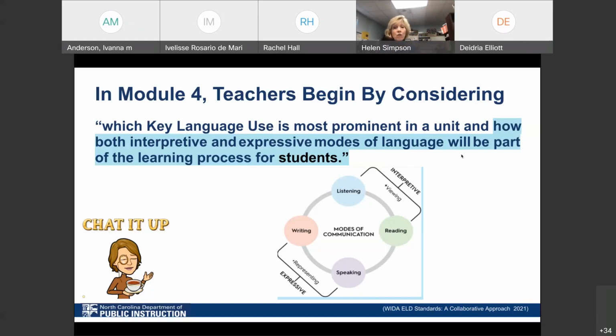Now, let's shift over and let's think about expressive modes of communication versus productive. So what would the difference be between expressive and productive language, as WIDA has widened the lens, if you will, of understanding language in terms of production and expression? What differentiates the expressive mode from the classic productive modes that we're typically used to with WIDA?